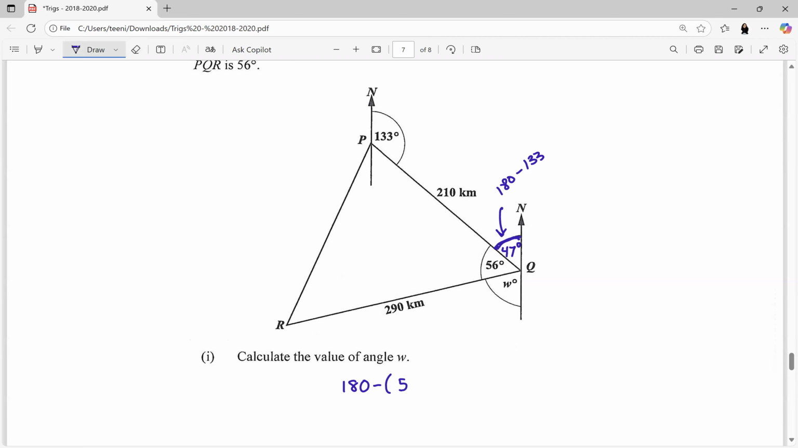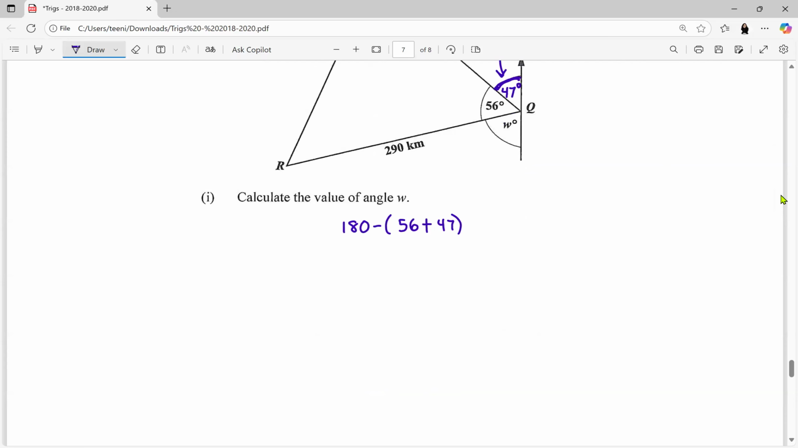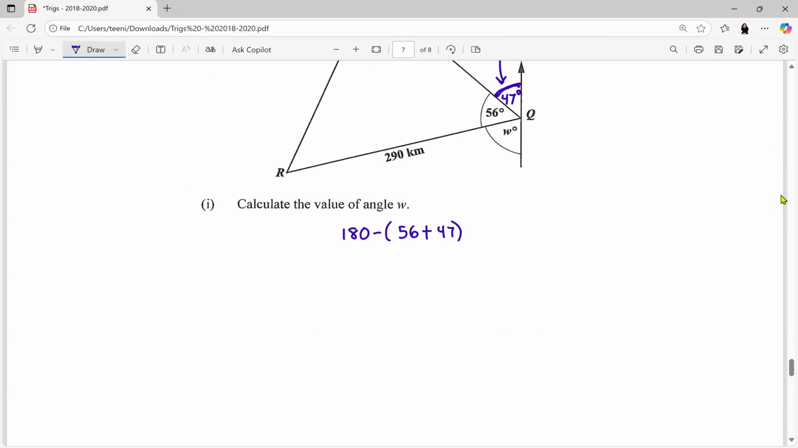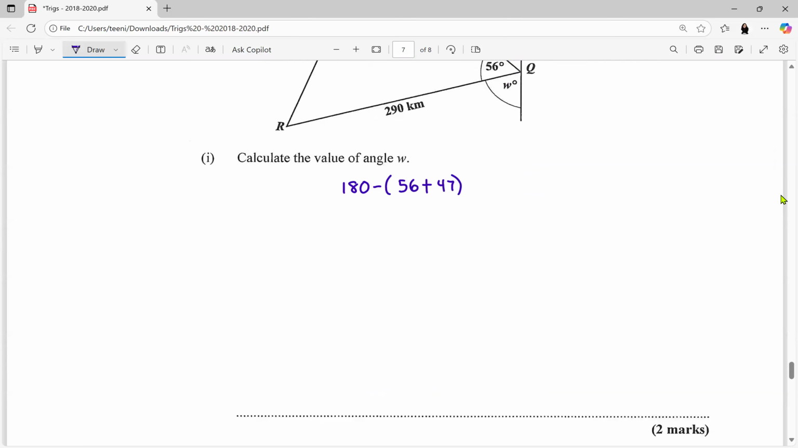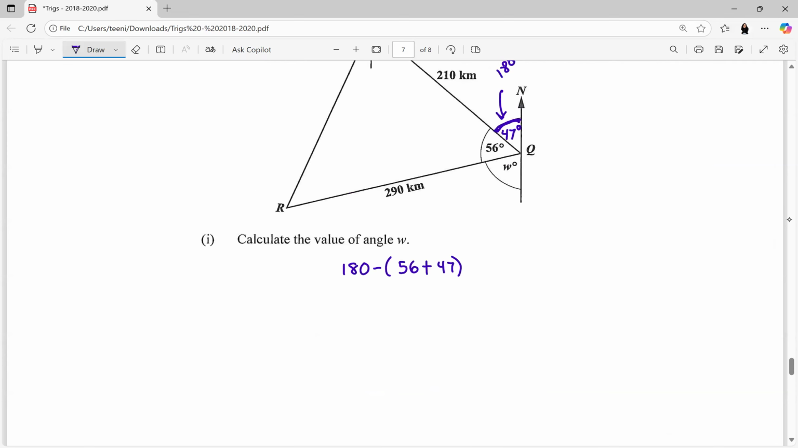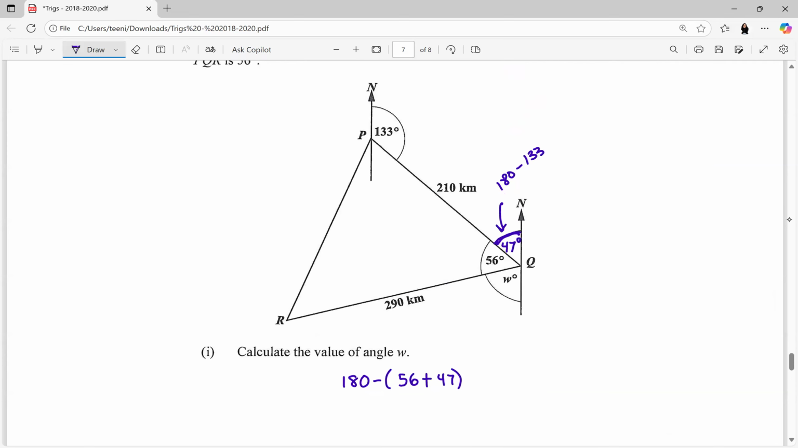Anybody got to do this question? Miss, how much is this? 103? Okay. 180 take away 56 plus 47. I got 77 as the answer. Miss, I added 56 plus 47. Oh, you just added that alone. Yeah, my bad. Okay. So the answer is 77 degrees. So angle W is 77 degrees. You got it now, Zach?